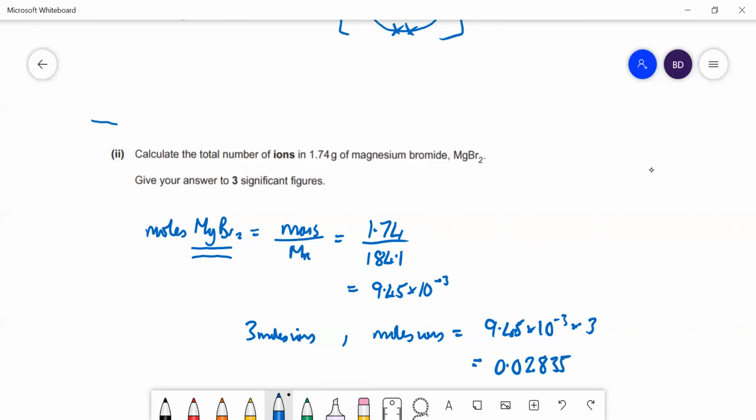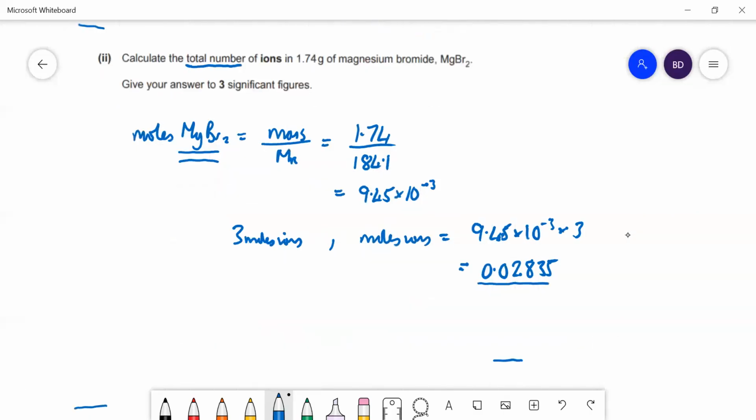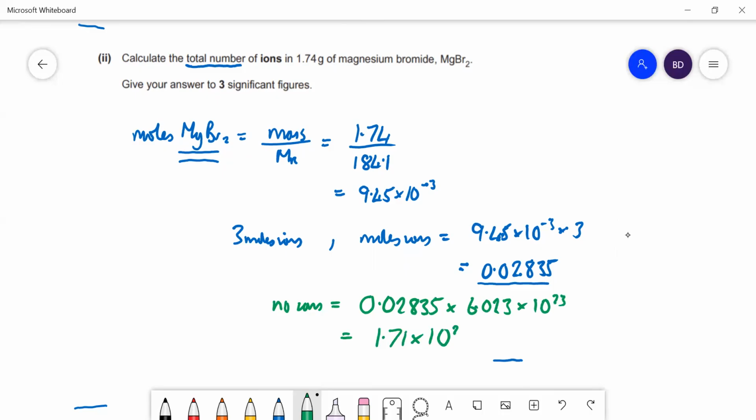Which gives us 0.02835. We want the number of ions, so we've got the number of moles, so we need to multiply our moles by the Avogadro constant. Okay, so the Avogadro constant is 6.023 times 10 to the 23. So the number of ions is equal to that multiplied by the Avogadro constant, and that gives us 1.71 times 10 to the 22 ions.